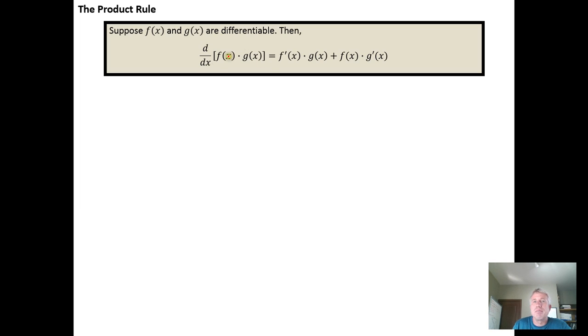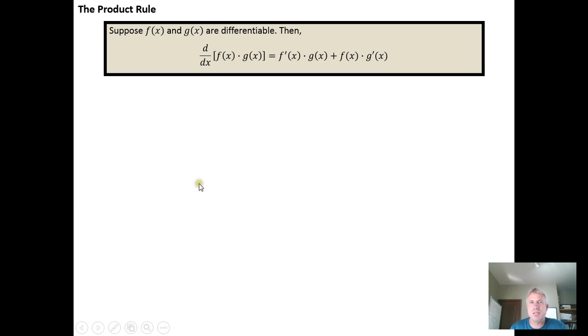So the derivative of a product of two functions, what we're told is that it is going to be equal to the derivative of the first function times the second function plus the first function times the derivative of the second function. And it's kind of a counterintuitive rule.